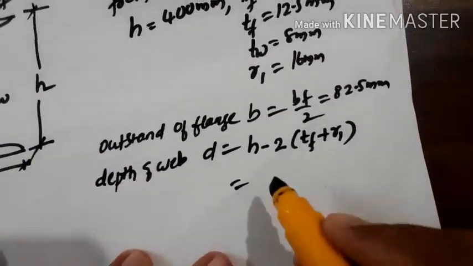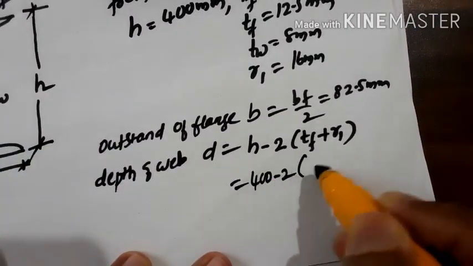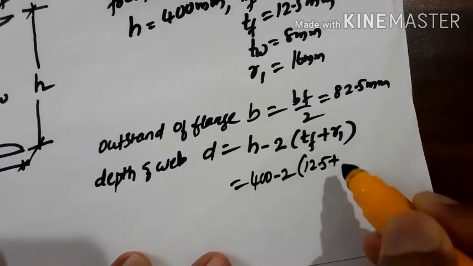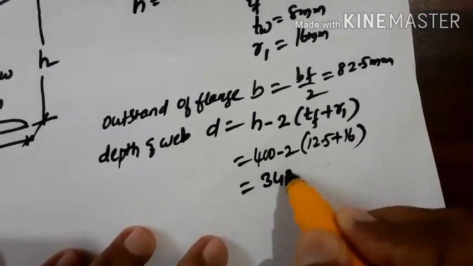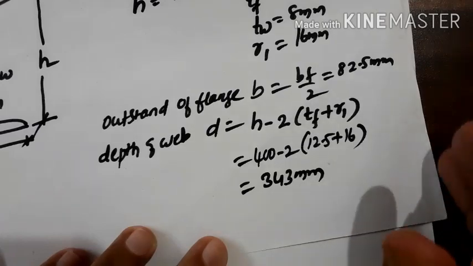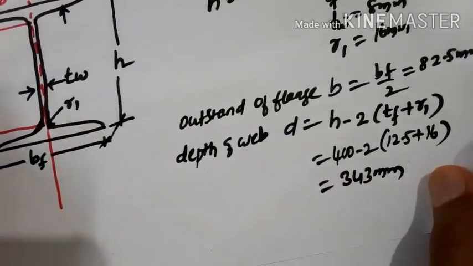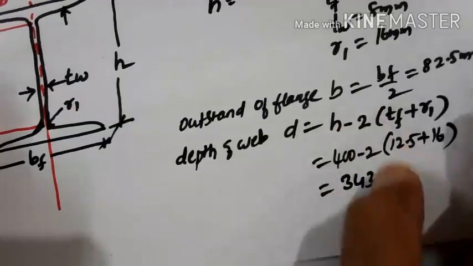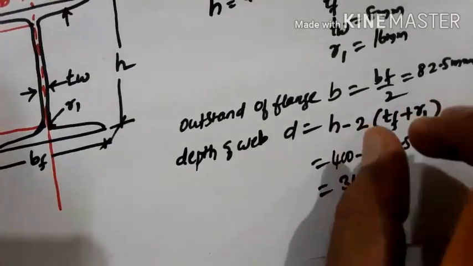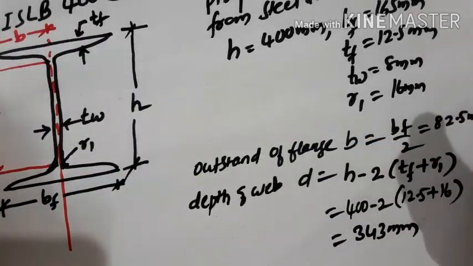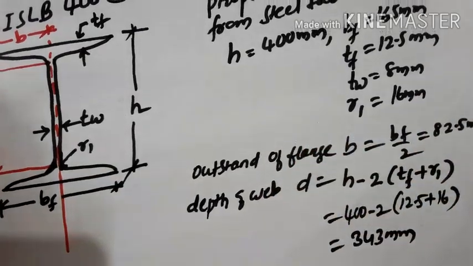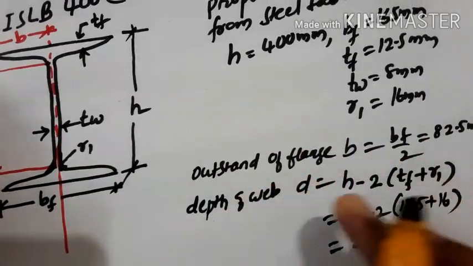Okay. So what you get here? 400 minus 2 times of 12.5 plus 16, you will get 343 mm. Then after calculating the outstand of flange width and the depth of web, this is as per the code. So to consider the section as plastic, compact, or semi-compact, you need to calculate these individual element width and depth. Now you have to calculate the ratio.